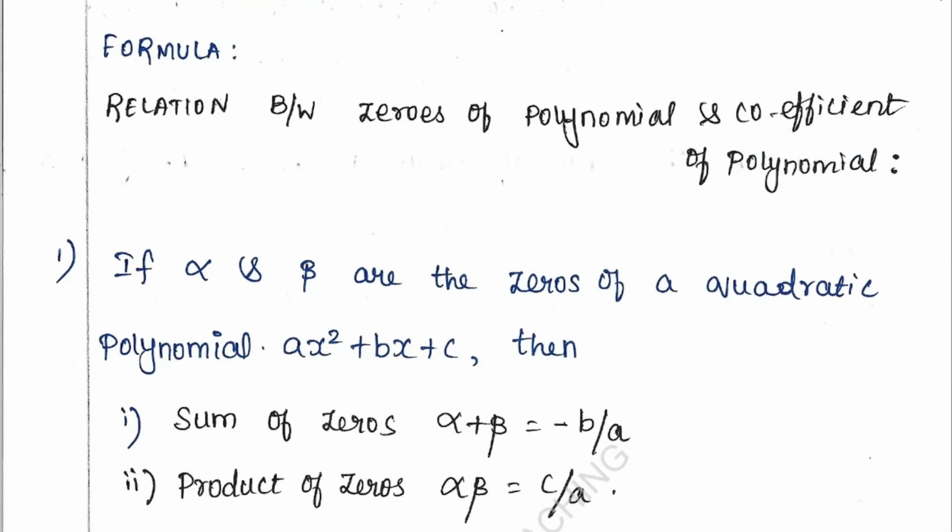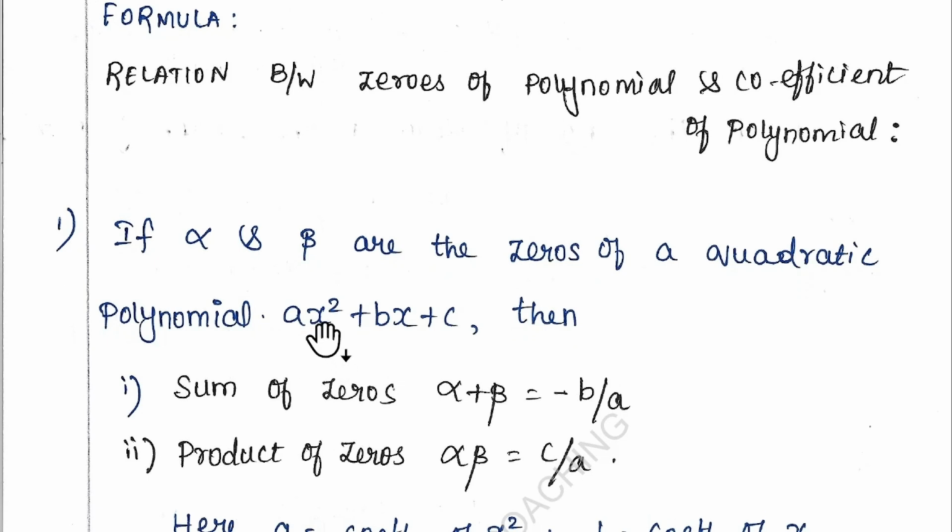So next one, we are going to start with the important formula, which is the relation between zeros of the polynomial and coefficients of the polynomial. We have already discussed coefficient, right? What is coefficient of the polynomial? The number attached to the variable is called coefficient. We have discussed here: x square coefficient is a, x's coefficient is b, and c is the constant, right?